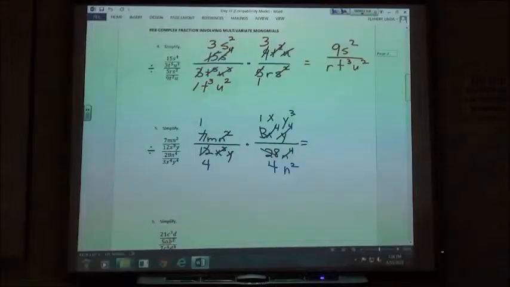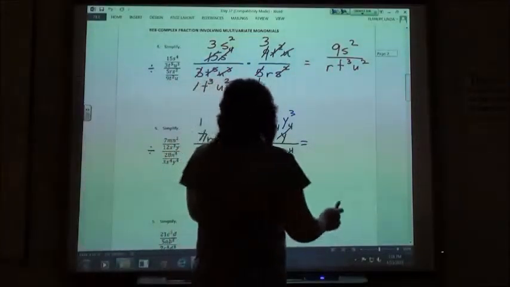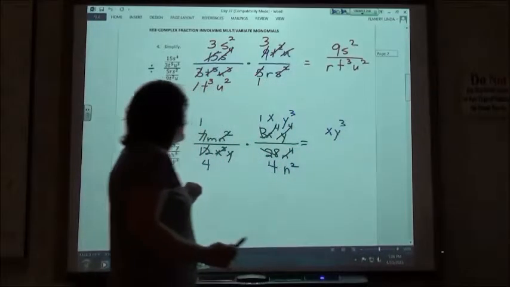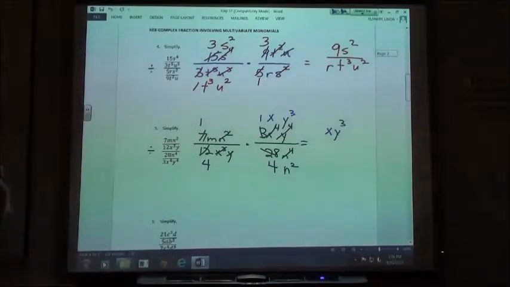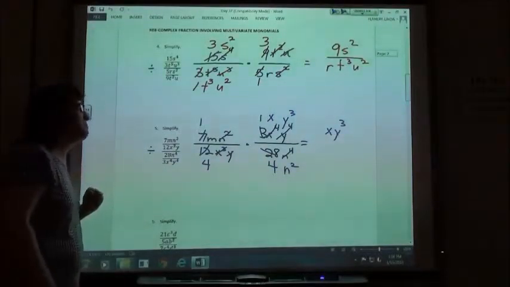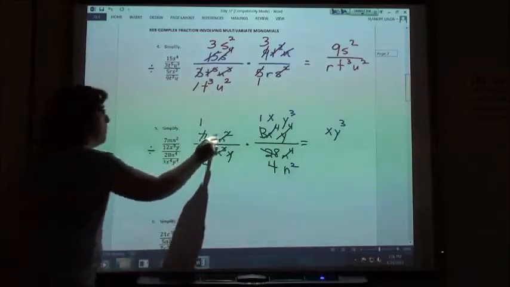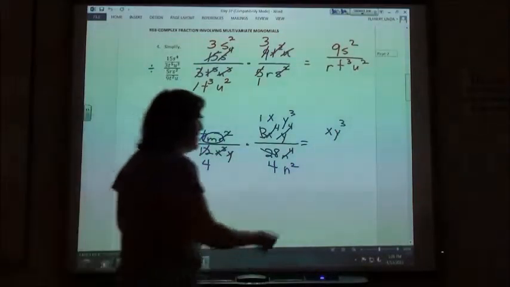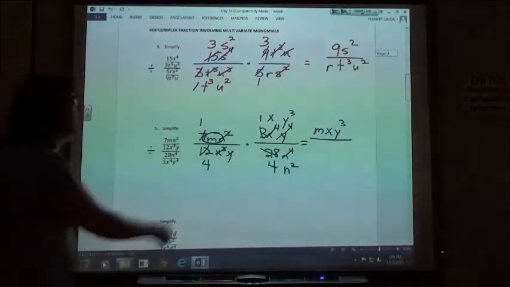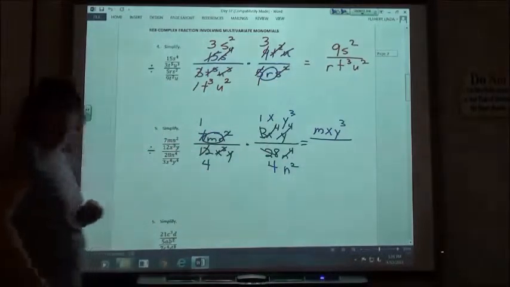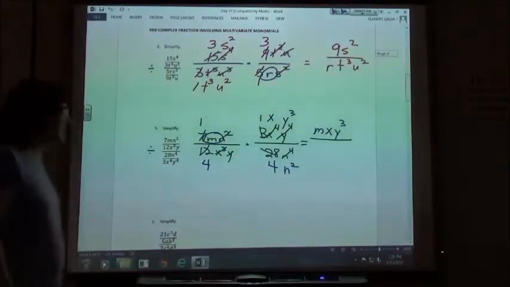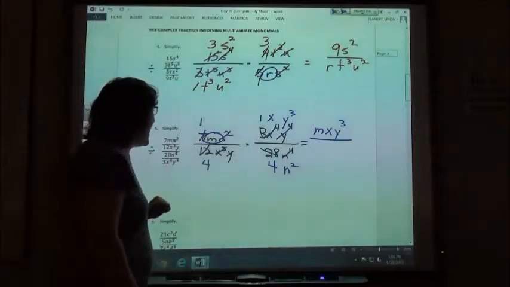And it will equal x, y, right? X, y to the 3rd, right? Yeah. And what else is on top? Oh, the m. The m. That didn't disappear, it's still there. So watch for that. Just like up here, this r was left over. We didn't do any canceling with that. It's just kind of stuck in the middle. It's easy to miss.